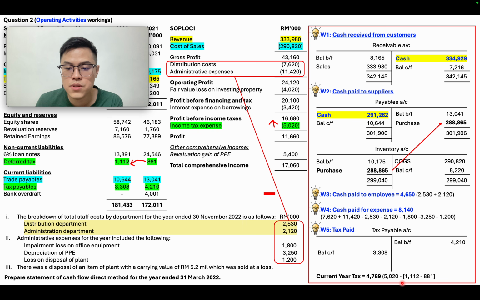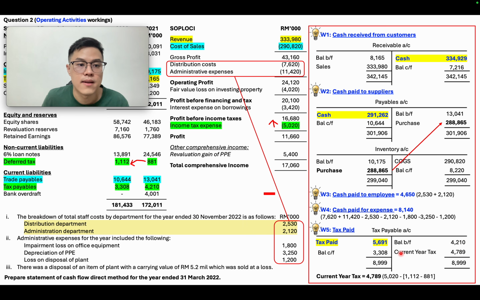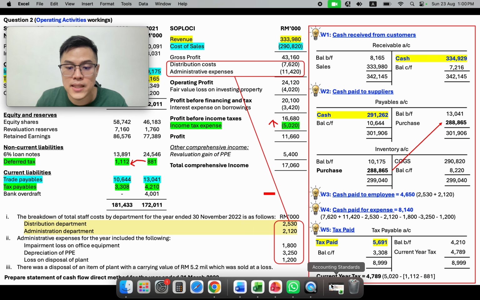So, your current year tax, to be exact, minus out your deferred tax increase. So 5020 minus the increase of deferred tax, which is 231, you get a net 4789. That will be your actual tax expenses during the year, not tax paid. So you will put this over the credit side of the tax payable, and you plus it up, minus balance, you will get the actual tax paid. So that will be your tax paid reported under your direct method here.